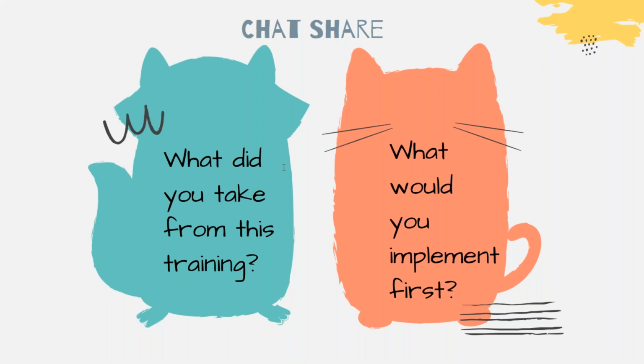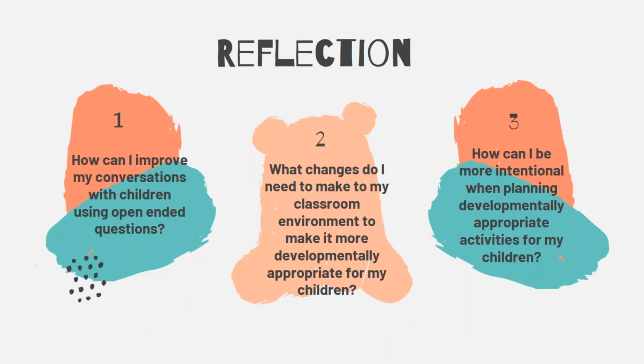And we also have a reflection. You can just think about that or screenshot it. It says, how can I improve my conversations with children using open-ended questions? What changes do I need to make to my classroom environment to make it more developmentally appropriate for children? And how can I be more intentional when planning developmentally appropriate activities for my children? So these are all things that you can think about. You can take a screenshot, reflect on them later. And now I'm going to turn it over to Anna so we can wrap it up.